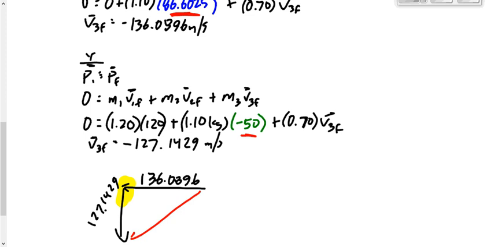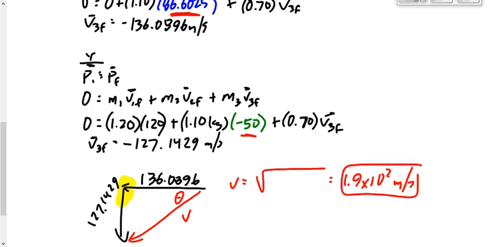Oh, look at that, Parker. You guessed it was left and down. Well, you knew it was left. You guessed it was down. Sure enough, it is left and down. Solve for V, solve for theta. V is the square root of all that squared. Gives me 1.9 times 10 to the 2. And theta is the inverse tan function of opposite over adjacent.